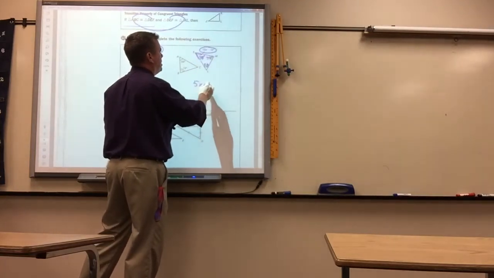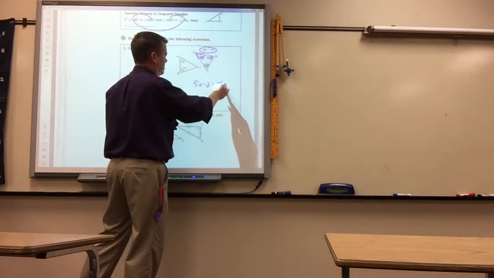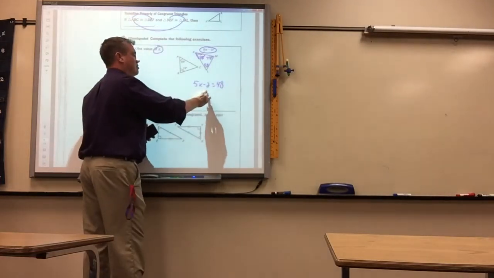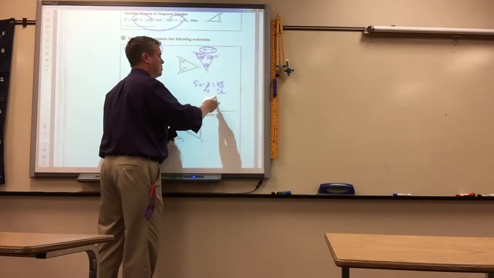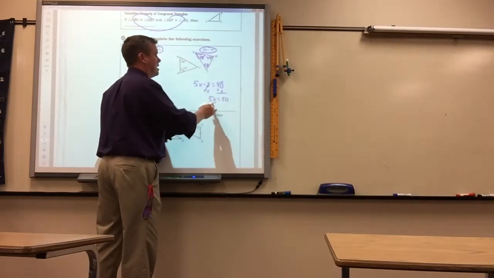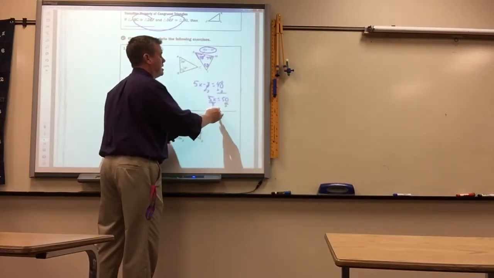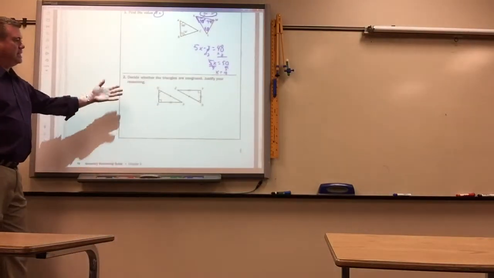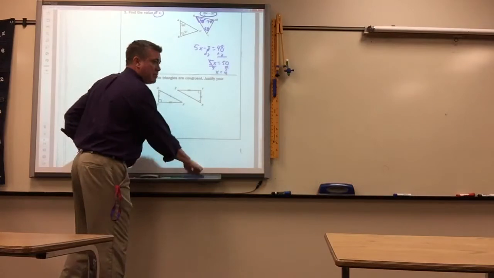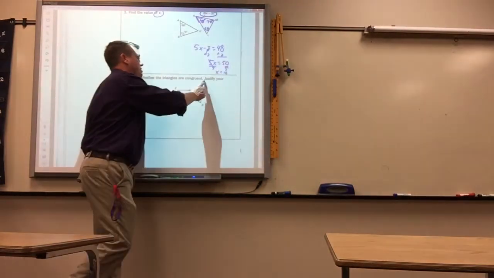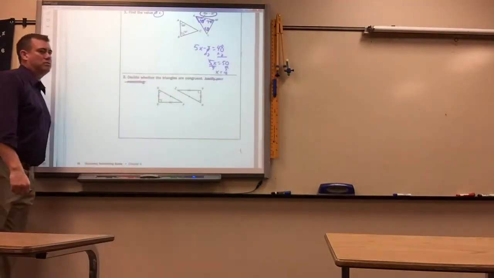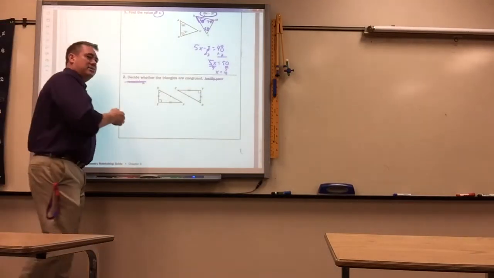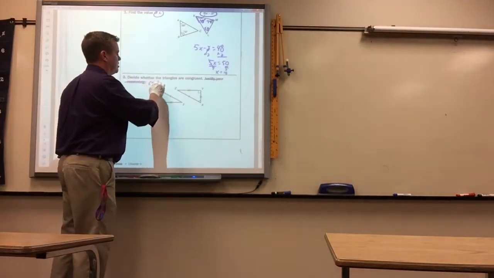But we need to figure out what x is. So 5x minus 2 has to equal the 48. And then you solve. Add 2. Divide by 5. And you get 10. Then the other part, again, on the assignment, I'll put it up here to show you. We don't need to justify a reason. We're just going to say yes or no. And then if it is yes, you got to write the congruent statement.